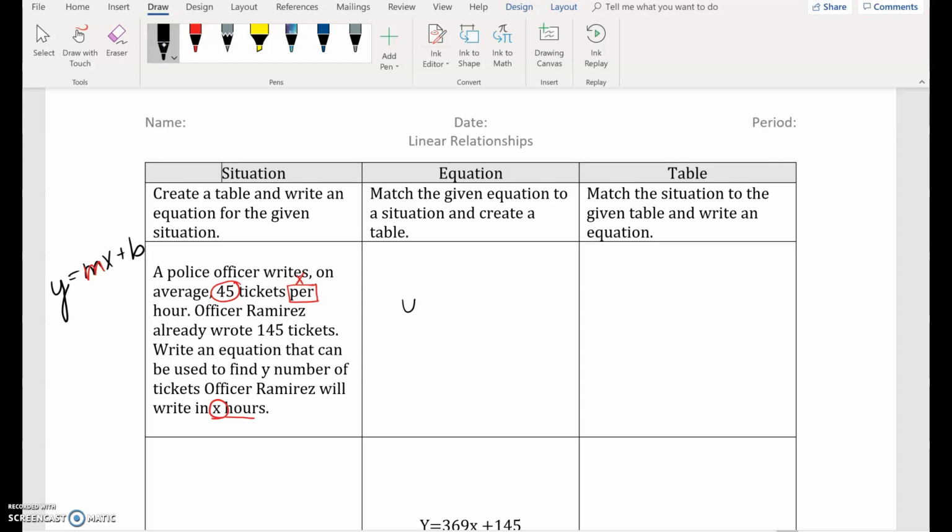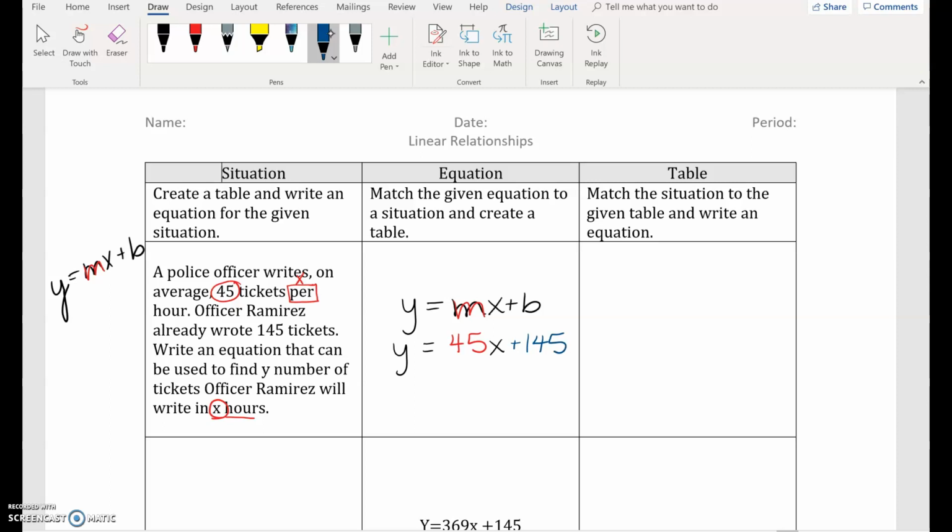All right. So if it helps, go ahead and write this out over here and fill it in. So 45 is being multiplied. So I have the y equals 45x plus b. All right, and then he already wrote 145 tickets. So that's done. That's like an initial amount that's already there. And then he's adding to it, right? Because he's writing 45 more tickets per hour. So we're going to do plus 145.